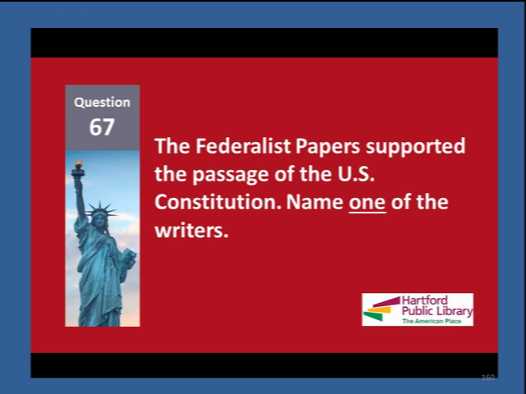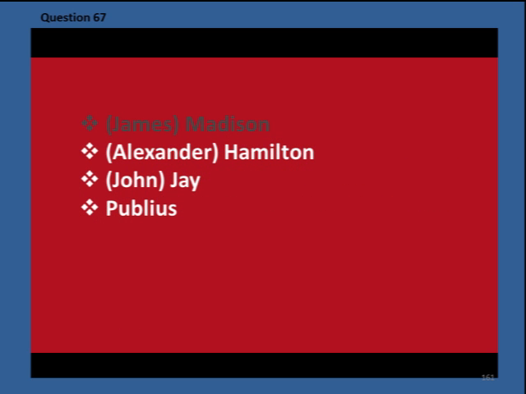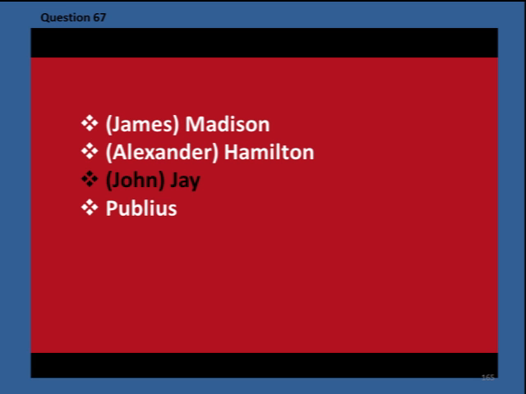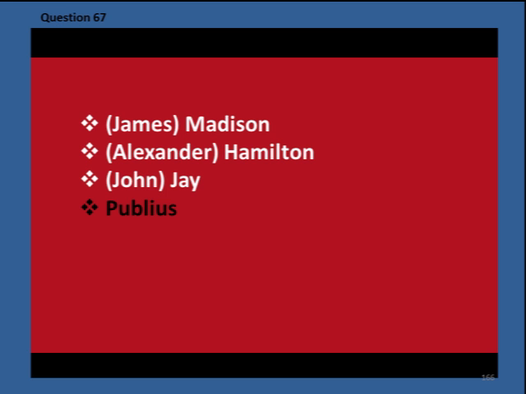Question 67. The Federalist Papers supported the passage of the U.S. Constitution. Name one of the writers. Madison. One of the writers of the Federalist Papers is James Madison. The three authors of the Federalist Papers are James Madison, Alexander Hamilton, and John Jay. However, most of the essays were published anonymously under the name Publius.